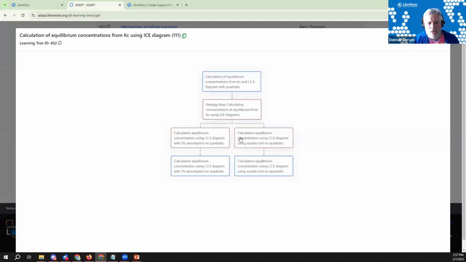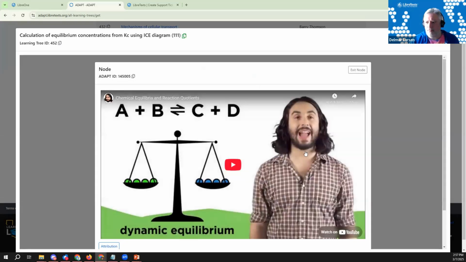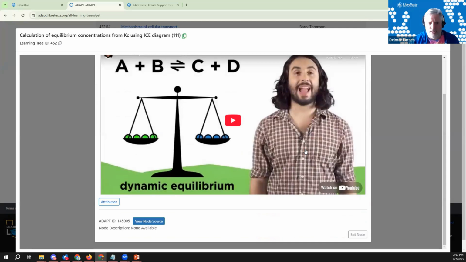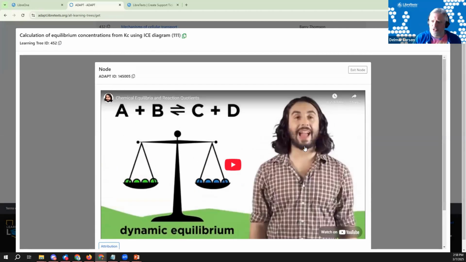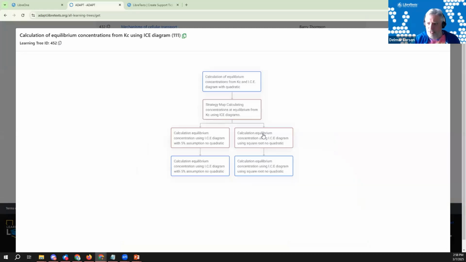And then you identify what the skills are that they want. For these things, you can go to the LibreTexts libraries and identify where there's some exposition dealing with ICE tables using the quadratic equation. There's going to be an example already put together, and you can copy it down there. So you can build this thing quite quickly, as long as you're a subject matter expert who knows what skills are necessary to be successful. And what he's trying to show is the 5% assumption, so you don't have to do the quadratic equation.